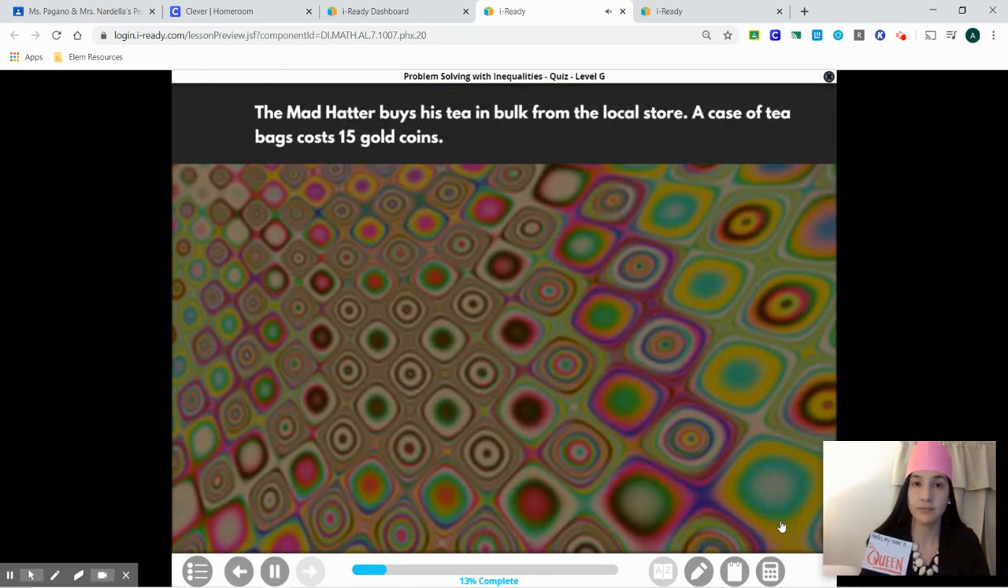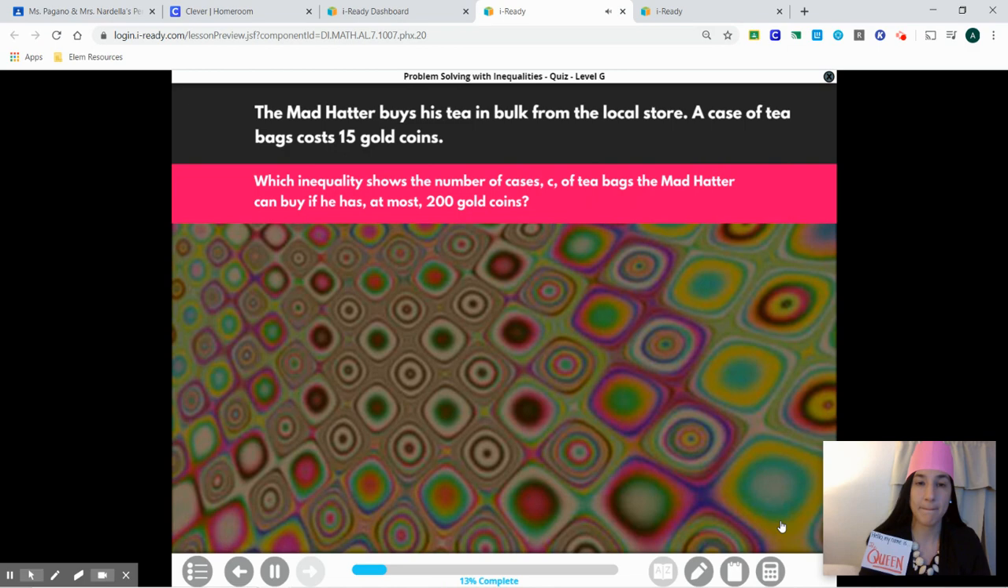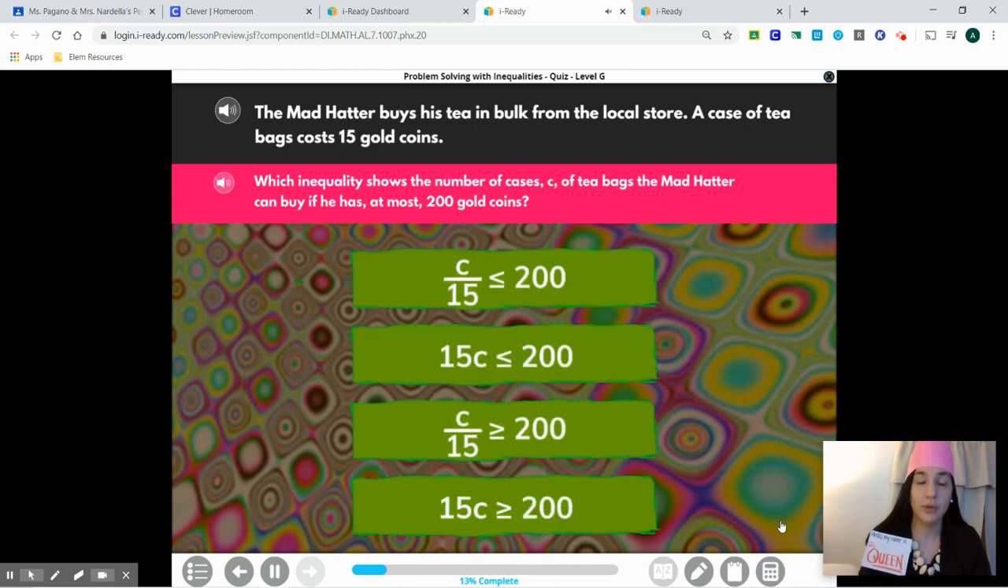The Mad Hatter buys his tea in bulk from the local store. A case of tea bags costs 15 gold coins. Which inequality shows the number of cases, C, of tea bags the Mad Hatter can buy if he has, at most, 200 gold coins? Well, first we know we're multiplying 15 times C. So we're looking at this option or this option. Now, at most means that that's the largest number he has of gold coins. So that means we want less than or equal to 200 right here.